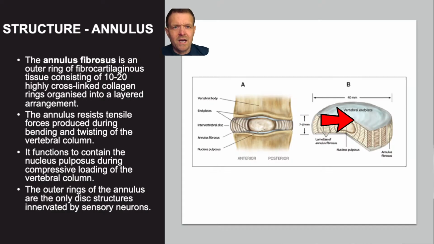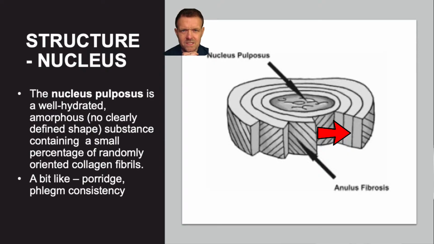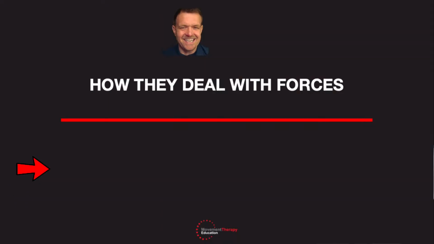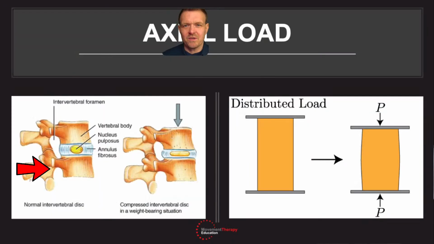However, the nucleus can still leak out of the disc, and we'll talk about that when we start to look at herniations and sciatica and all the different symptoms that are associated with that as well. So this is just another image of that annulus in all the different directions. And the nucleus is a bit like porridge or phlegm. Lovely, right? What a lovely image to have in your mind.